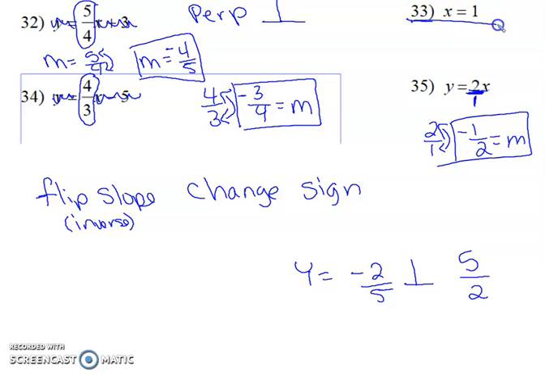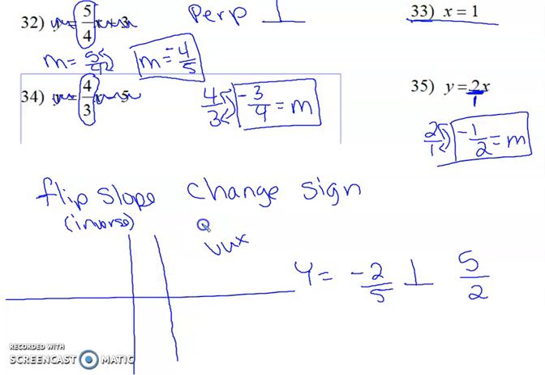All right, x equals 1. Let's think about that. x equals 1 is a Vux line, right? That's not a Hoy. That's a Vux line. So that tells me I have a vertical line. If I want something to intercept this at a 90-degree angle, this is an x equals line, what kind of line am I going to need? A y equals line. A y equals line has what kind of slope? 0.